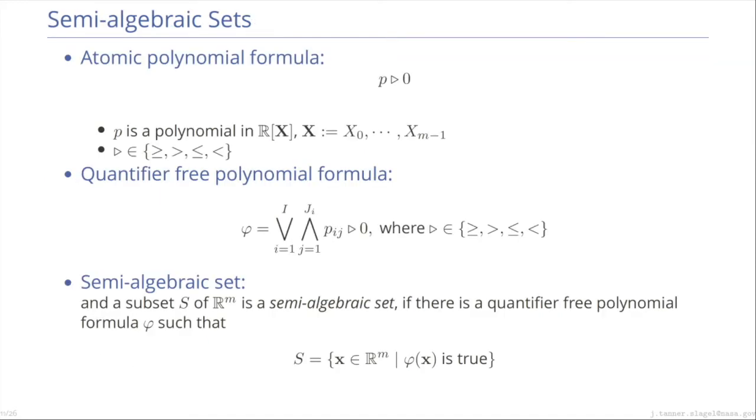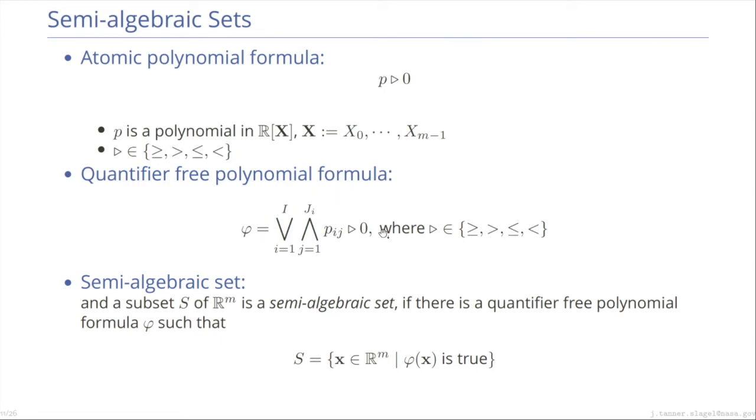All right, let's move on to semi-algebraic sets. To construct a semi-algebraic set, you start with the atomic polynomial formula, which uses some inequality to relate a multivariate polynomial to 0. When you plug in a particular value for the variables in the multivariate polynomial, an atomic polynomial formula will return either true or false. So you take a bunch of atomic polynomial formulas and you construct a disjunction of conjunctions of those atomic polynomial formulas, and this is called a quantifier-free polynomial formula.